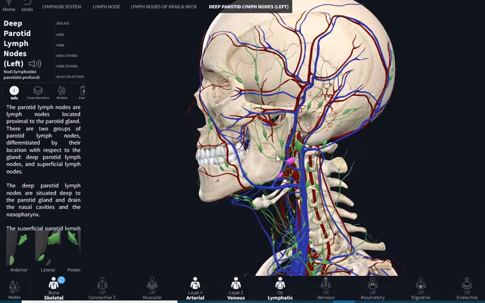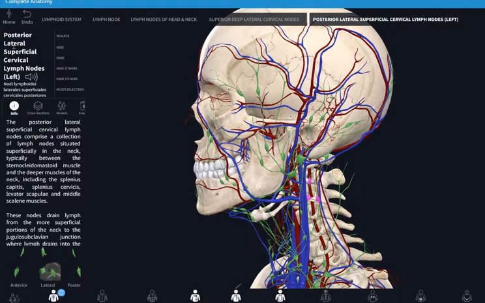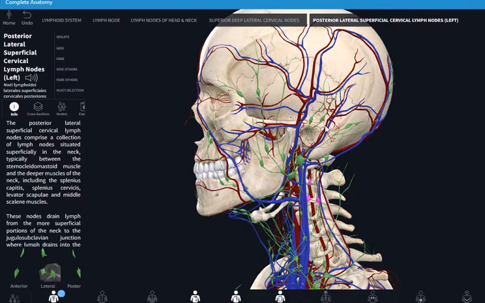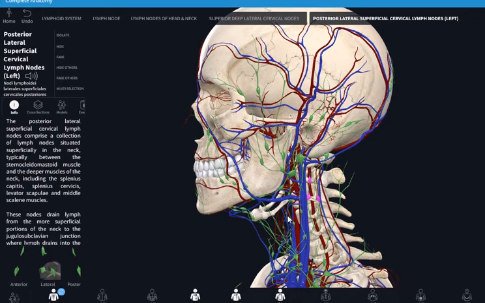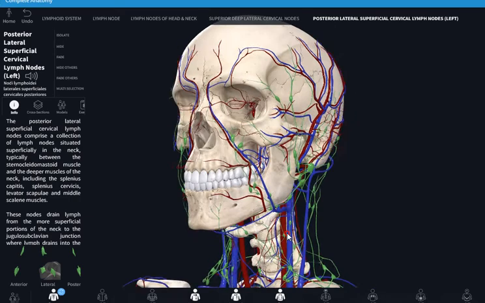Most of the superficial drainage is first going to pass through the superficial cervical lymph nodes, while these are the posterior lateral superficial cervical lymph nodes. The superficial cervical lymph node is then going to drain into the deep cervical lymph node, and this is going to drain into one of the components of the thoracic duct. Lastly, the deep ones all drain into the deep cervical lymph nodes, and the deep cervical lymph node also gives to one of the components of the thoracic duct.